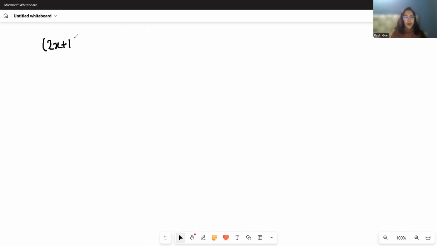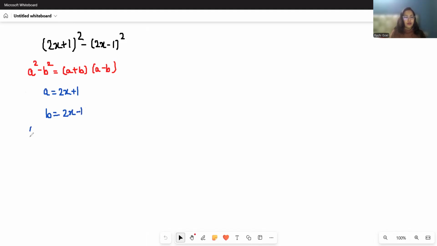Now let's practice one more to make it perfect, because the more we practice, the more we learn. 2x plus 1 whole square minus 2x minus 1 whole square. So apply the identity. Comment down your answer if you get it. A plus b times a minus b. So what is a here? 2x plus 1, and what is b here? 2x minus 1.